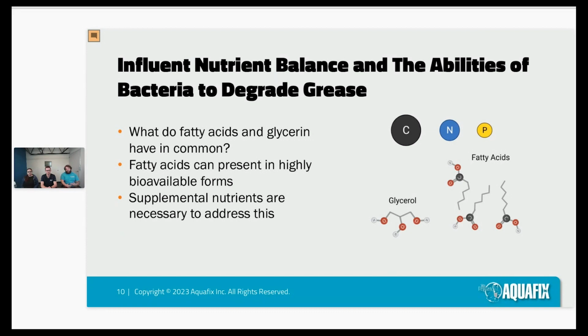And this is the shortcoming that we also try to address using our foam buster and other nutritional products. We want to promote your flock-forming bacteria to take up those fatty acids, but those fatty acids are nothing but carbon. So we want to bring nitrogen and phosphorus to the table so that your flock-forming bacteria are more likely to take up those fatty acids and give them the tools that they need to outcompete the filamentous bacteria that are already in the system that kind of have a leg up.